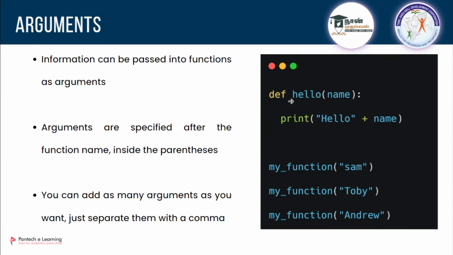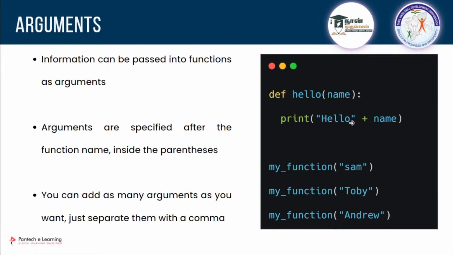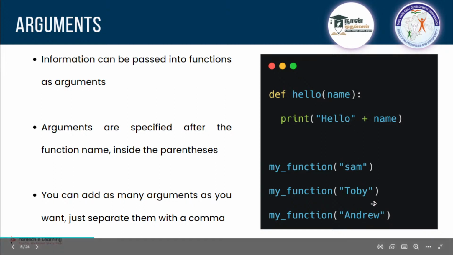While creating a function, inside the parentheses I can ask for information. You are asking for information, right? This is known as a parameter. So if I am getting this name, the value of name will be passed here, hello plus name. If I want to greet other persons, I call the function and pass the name: Sam, hello Sam; Toby, hello Toby; Andrew, hello Andrew will be the result.